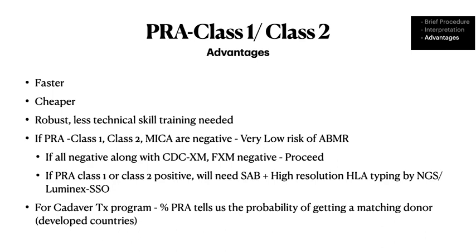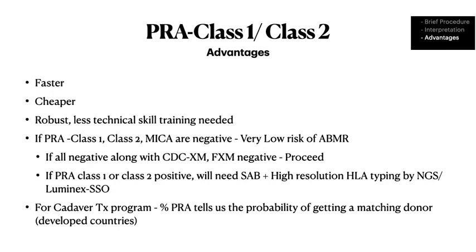So what are the advantages of PRA class 1, class 2 testing? It is faster, cheaper, robust, and the technical skill training needed is very low. They can be easily trained. And if PRA class 1, class 2, MIC are negative, then there is a very low risk of ABMR. So it gives you some kind of confidence. If all negative, that is PRA negative, CDC negative, flow cross match negative, then we can easily proceed with an extremely low probability of ABMR in the future.